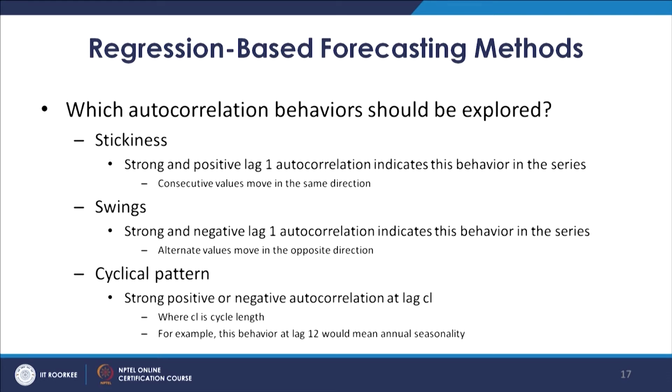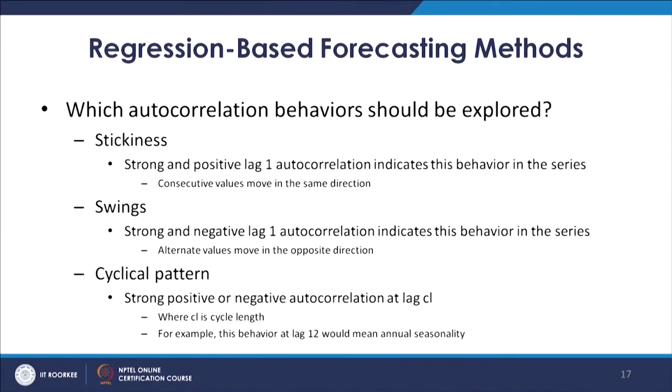When this kind of behavior is indicated, there is strong positive or negative autocorrelation at lag CL, where CL is the cycle length. So if we expect a cycle in the time series, and we see a strong positive or negative autocorrelation at that particular lag, the lag which is indicating the cycle in the series, that would in a way indicate the cyclical pattern that is there. For example, this behavior at lag 12 would mean annual seasonality.